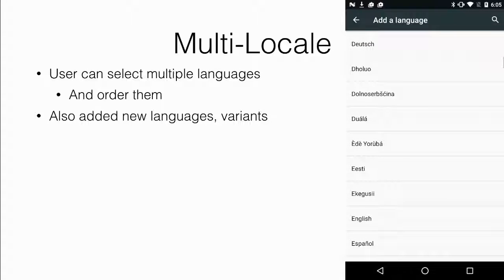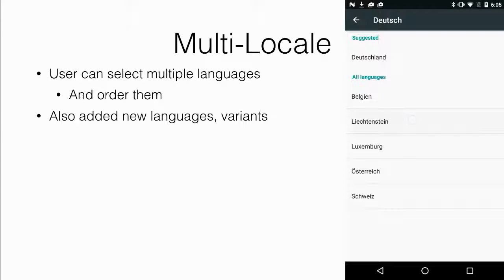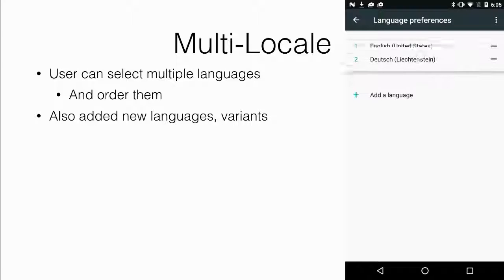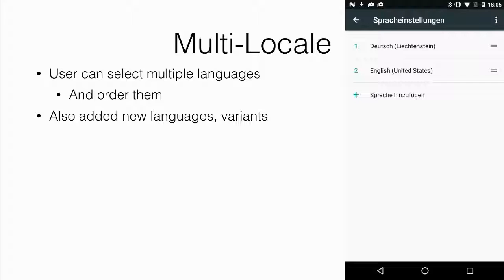So let's go in and pick Deutsch. Actually means German, not Dutch, just for your information. And I picked the Liechtenstein variation of it because I thought that was funny. And then I reordered it and put it on first, and all of a sudden I can't read my UI because now that has become the primary language for the entire system. So multi-locale, please go out and use it.